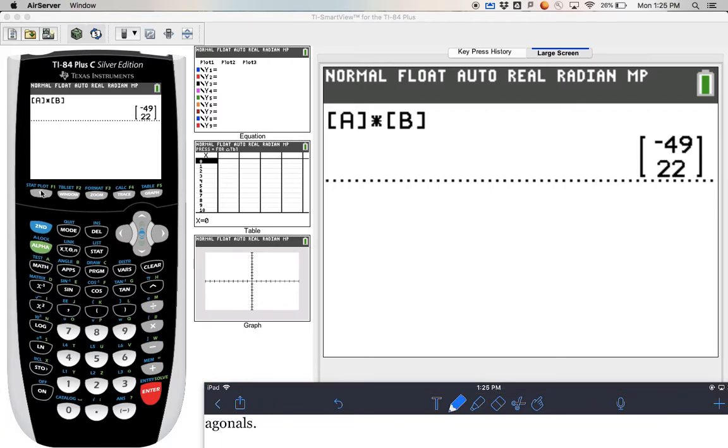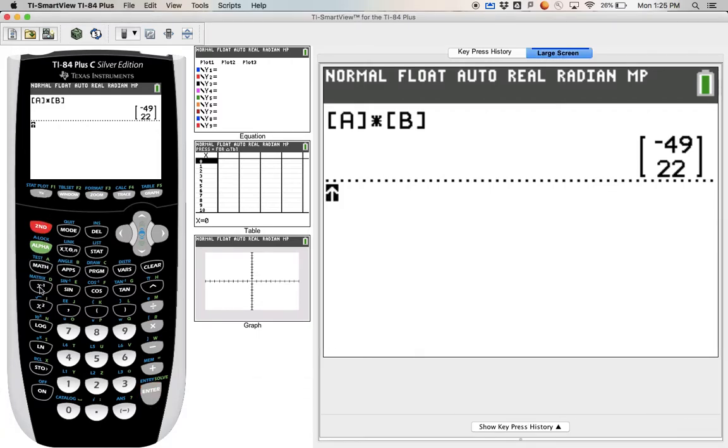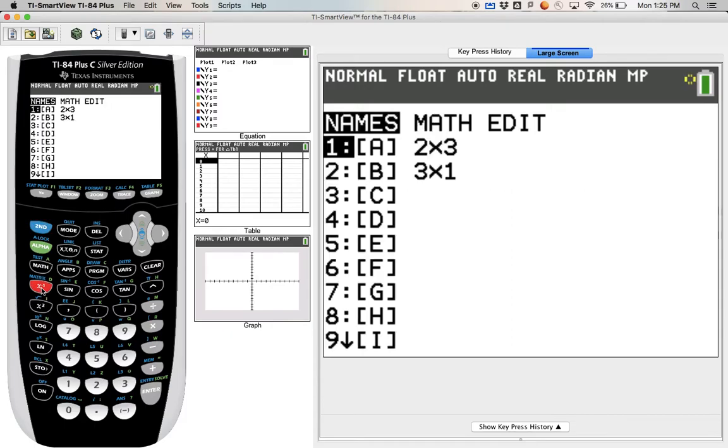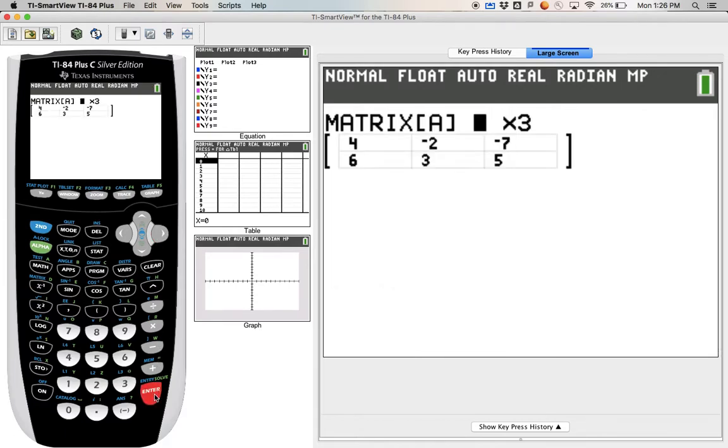So first thing, like before, we need to hit second and then x raised to -1. That gets us to our matrix screen. Our matrix that we're going to deal with is that 3x3 matrix from that last problem. To get to where you can change the matrices, you have to go over to edit. So we're going to scroll right. I'm going to edit this 2x3 matrix I had in before. We've got to change it to a 3x3.